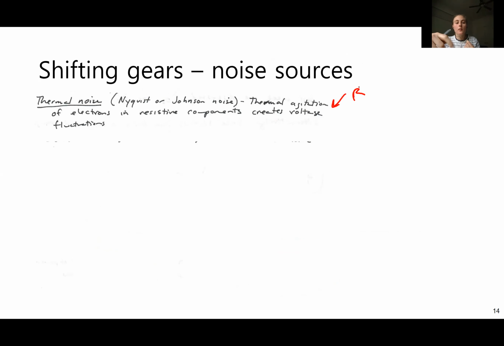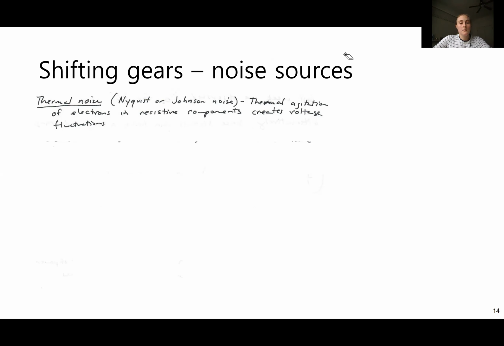And tomorrow we'll go into the power spectrum of each of these noise sources and what types of noise they are. But the first type of noise is thermal noise. You'll also hear it referred to as Nyquist or Johnson noise. This has to do with electrons being produced in resistive components in your circuit due to thermal agitation.